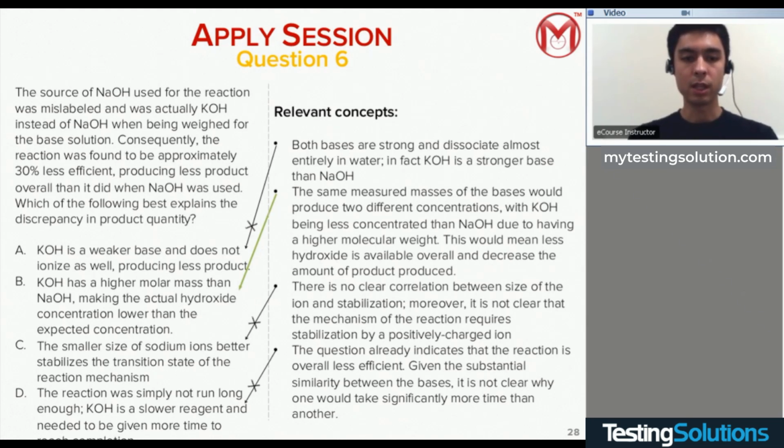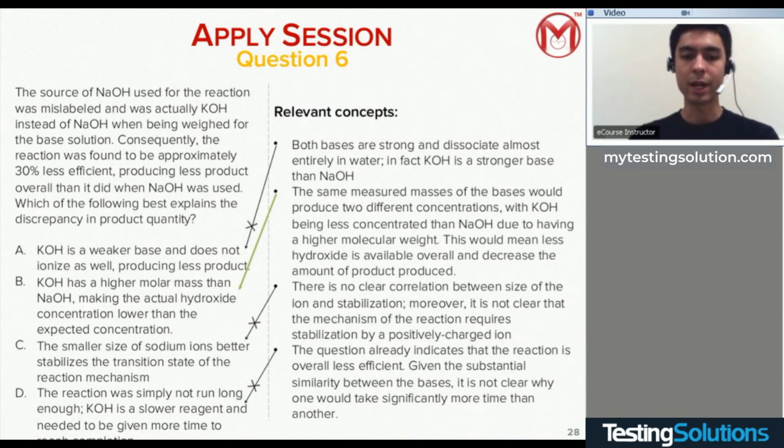Let's look at C. The smaller size of sodium ions better stabilizes the transition state of the reaction mechanism. Really, there's no clear correlation between the size of the ion and the stabilization. It's beyond the scope of the passage, and it's not really clear that any transition state needs stabilization by a positively charged ion. That's not part of this reaction as far as we're concerned.